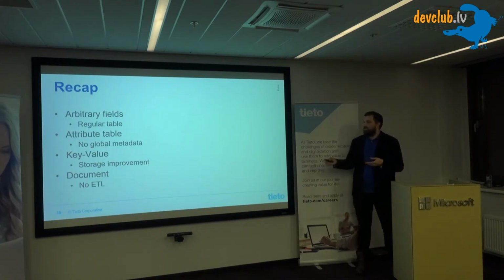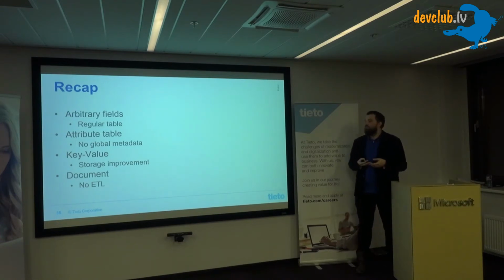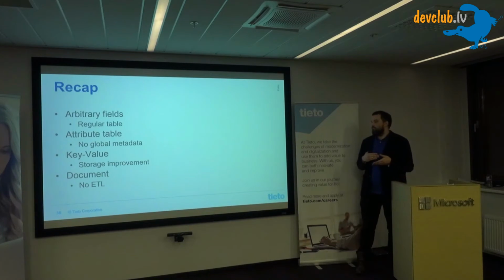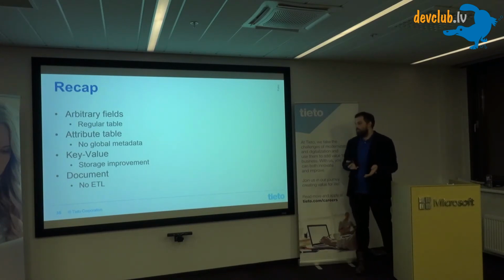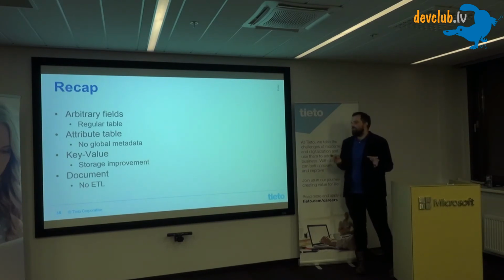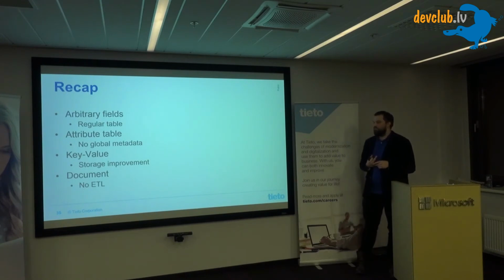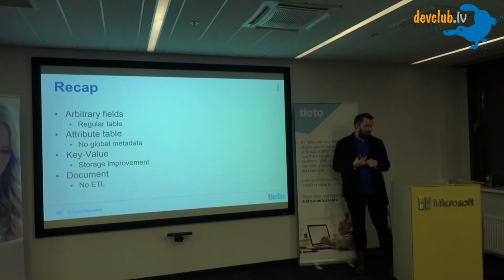Compared to the attribute table, key value has much better storage properties because everything is stored as a single row. It means that there's a single entry for each row in the index, which means that the index is smaller, and Oracle, whatever database, has correct statistics of how many rows of each type there are. And then we looked at document storage, which avoids having an export transform load process.